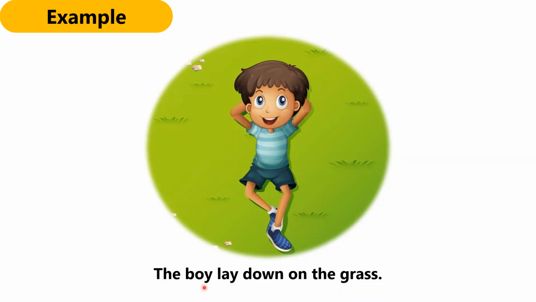Next, the boy lay down on the grass. So now boy and grass. See the position of grass, children, on. So we have used the word on as a preposition. This boy, ये जो boy घास के ऊपर लेटा है, so we have used the preposition word on in this sentence.